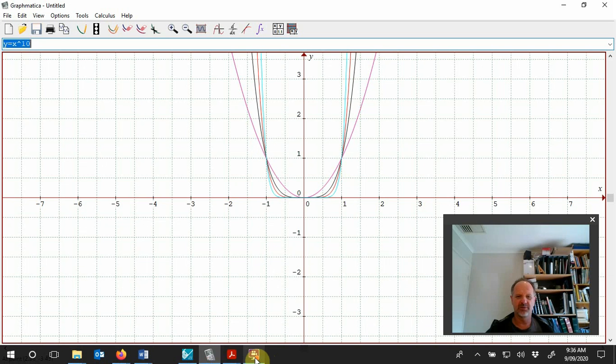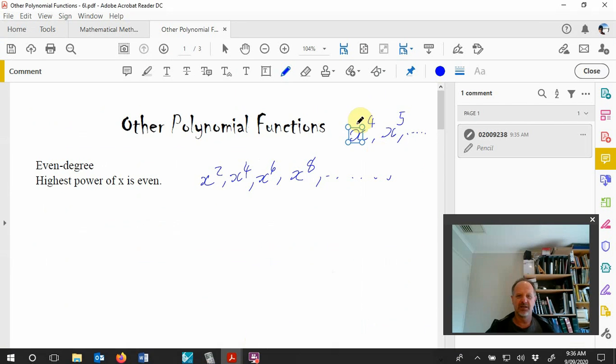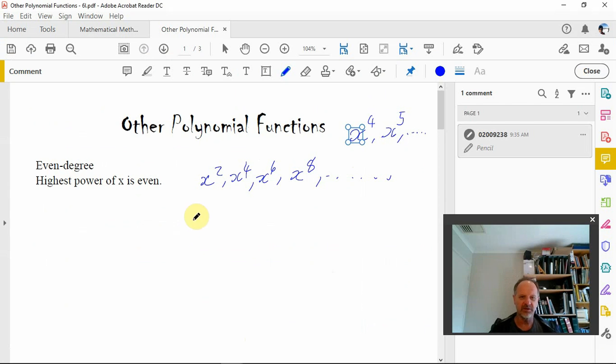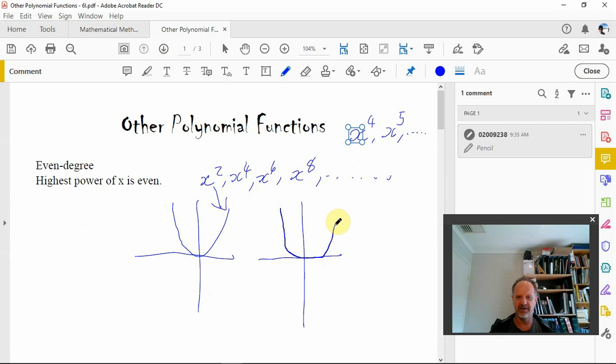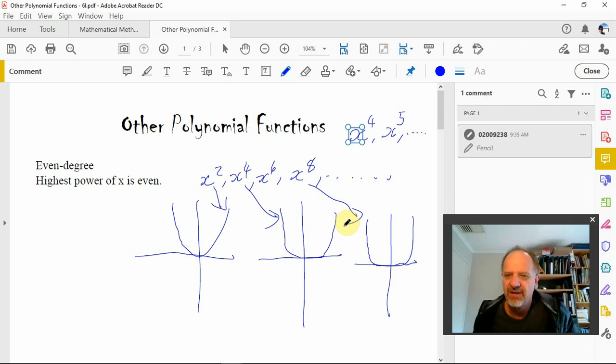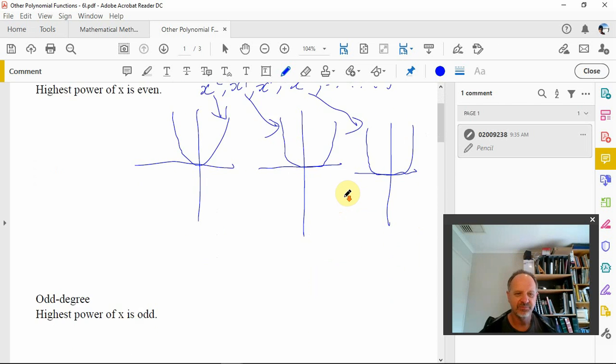So if we go back to here, what we know is all the standard ones, they all go like this. That might be your x squared one, your x to the 4 one comes in, and we get a little bit flat in here. And then a bigger power will get flatter in here, so that might be x to the 8, for example. So that's what we call even degree or even functions.